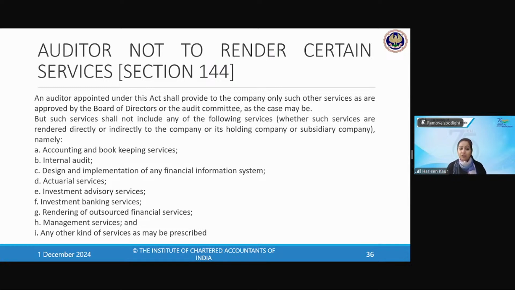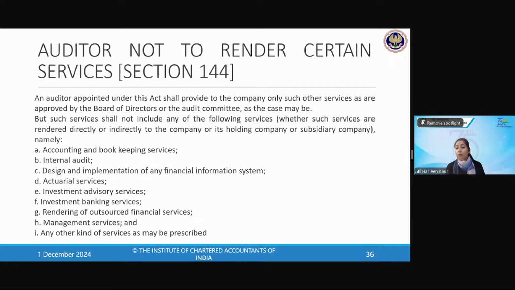So try learning these kinds of services. An exact question can come: what are the services which the auditor cannot provide? If you're an auditor of a company, what are the services which you cannot provide? It could be a straight 4 marks question. Try to remember at least 7 to 8 points so that you can write them down. If a 6 marks question comes, all of the points have to be written.